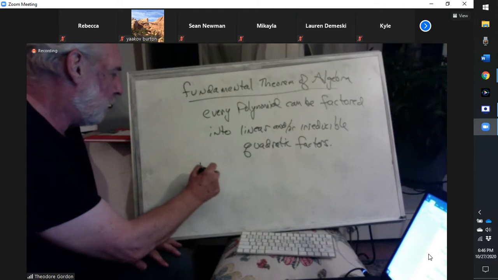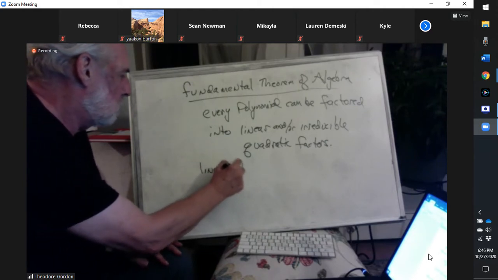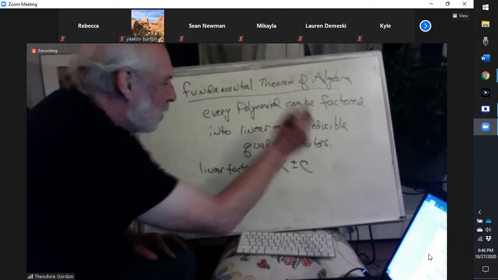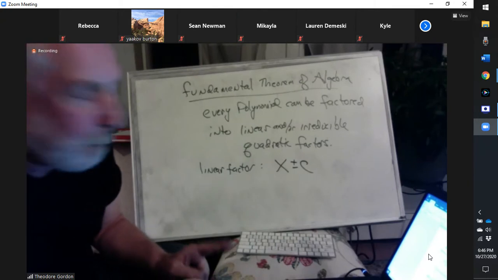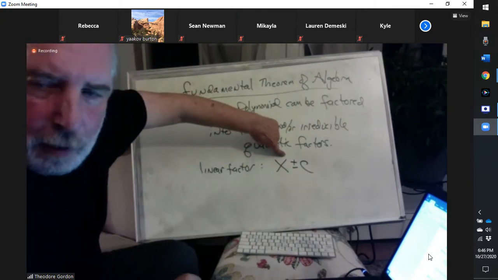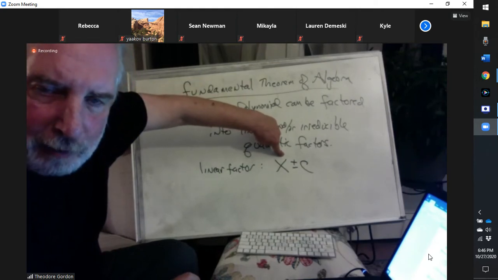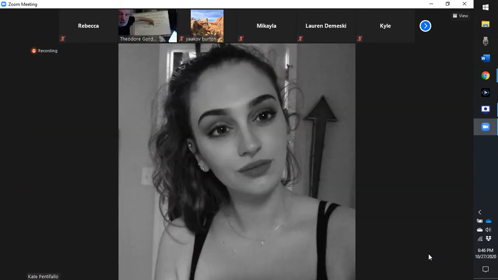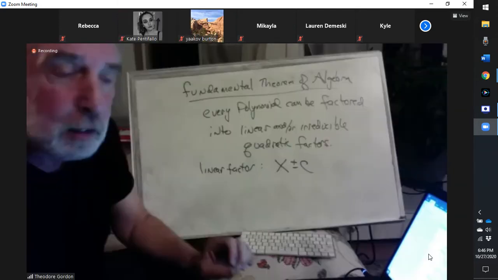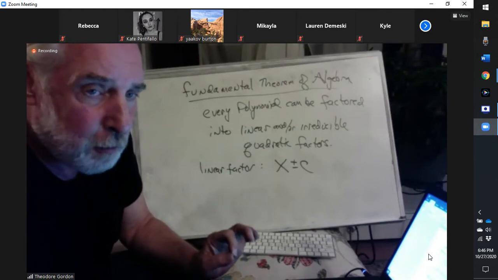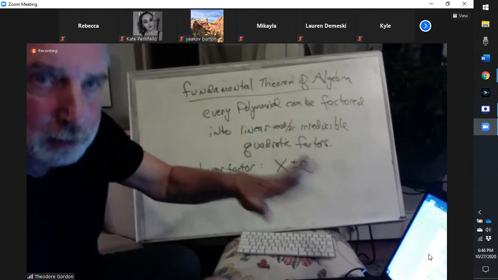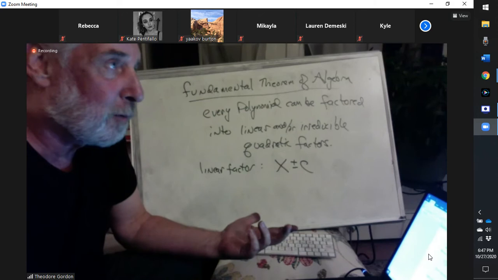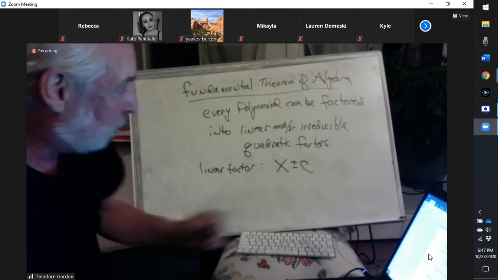A linear factor. A linear factor looks like this: x plus or minus some constant c. What makes this linear is the exponent on the x. What's the exponent on that x? There's nothing there. So what's the exponent? 1. And that's linear. An equation that has an x to the first is just a straight line. That's why it's called linear. And this is plus or minus just a constant. So x plus 2, x minus 5, x plus 0.